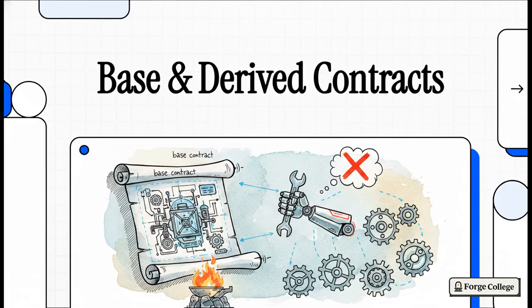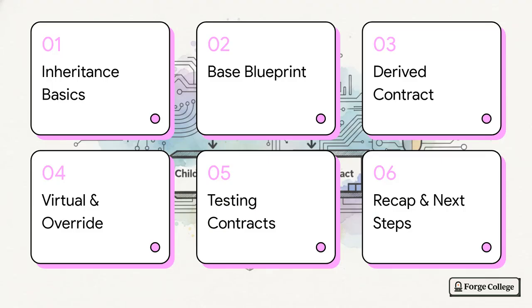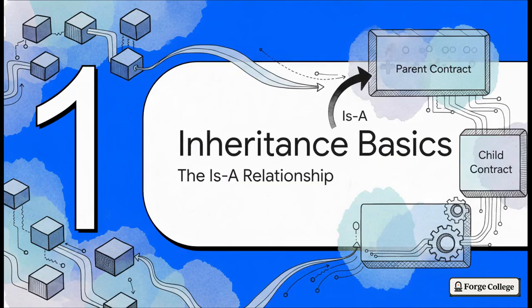Let's dive right in. Right, so here is our blueprint for today. We'll start with code inheritance basics, move into crafting the base contract blueprint, and then forging the derived contract. After that, we'll hit the virtual and override keywords, do some quality assurance and testing your smart contracts, and finish up with a recap and next steps.